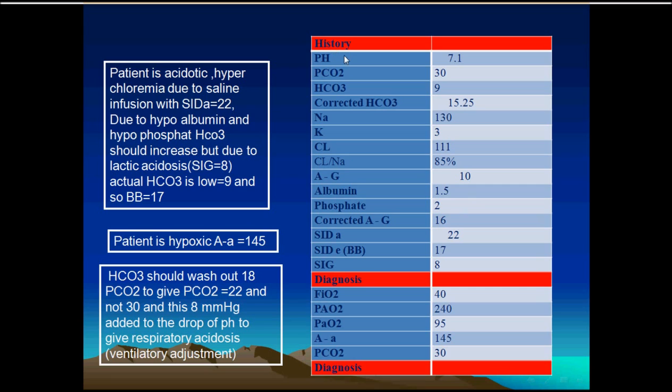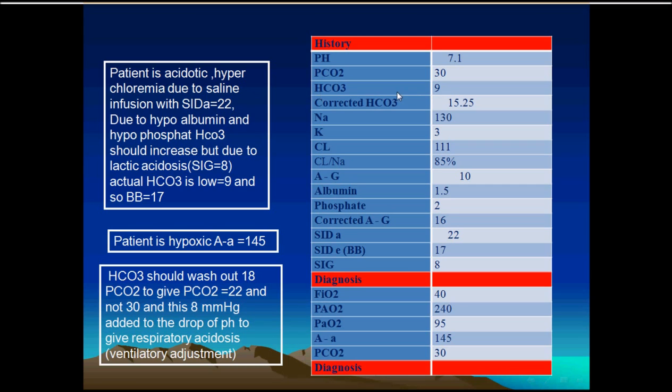This is a patient whose pH is 7.1, severe metabolic acidosis. Metabolic because the bicarbonate is low, and from the history we said that the patient has septic shock, metabolic acidosis, and took a large volume of normal saline. This is also hyperchloremic metabolic acidosis. This is what gives us some good clue for the anticipated pathology.